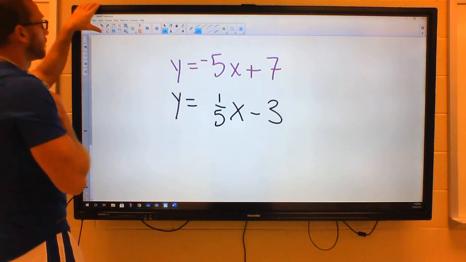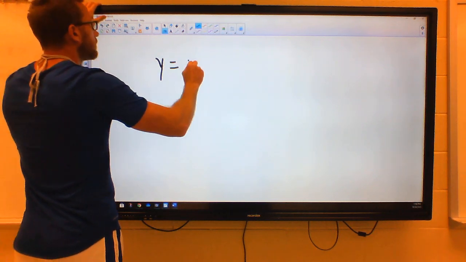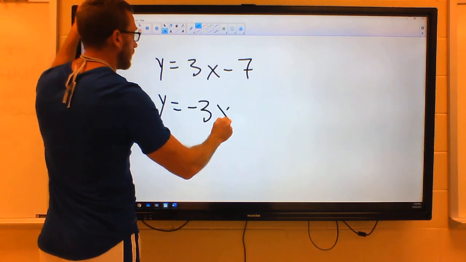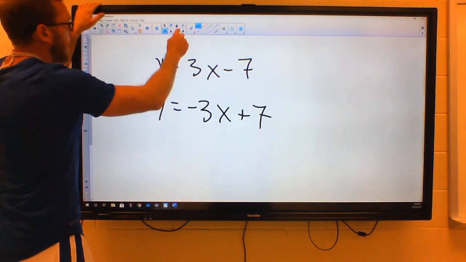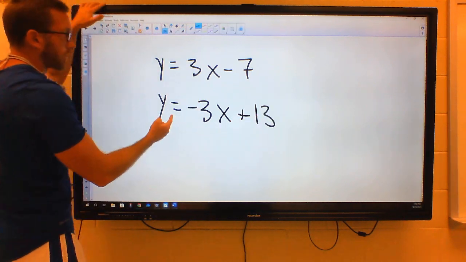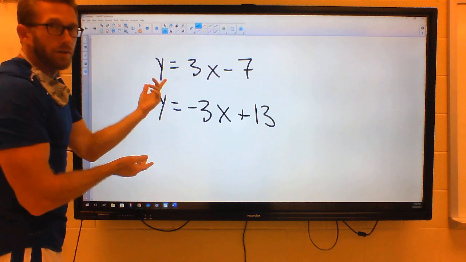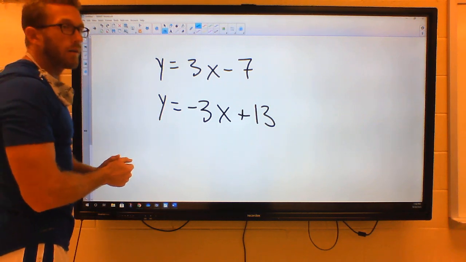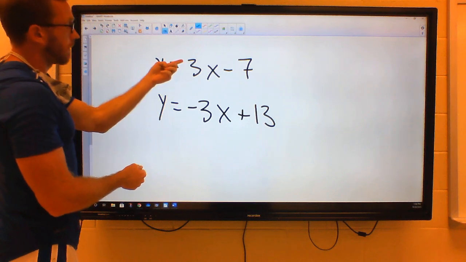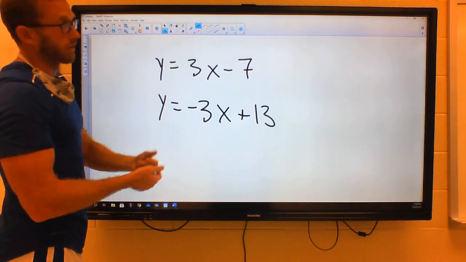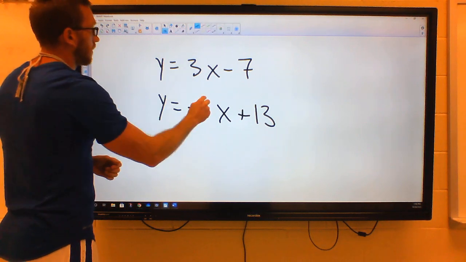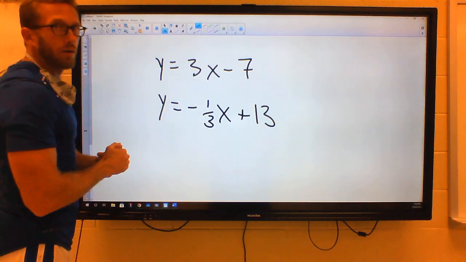Okay? So for example, and I don't know why I keep using 7. Okay, so first off, 3 and -3. They're not the same, so they're not parallel. 3 and -3, they're negatives of each other. One is negative, one's positive, but they're not reciprocals, so they're not perpendicular either. In order for them to have been perpendicular, one would have needed to be the reciprocal of the other.